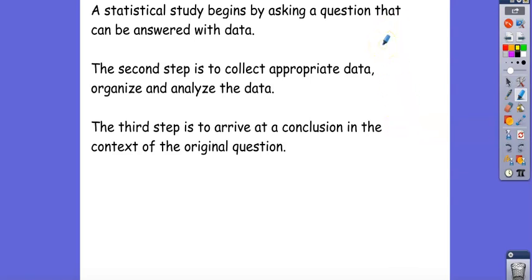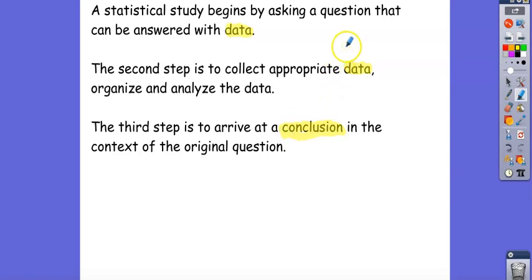I just want to make sure you understand the idea because you're going to do a lot of this in your science classes. When you want to do a statistical study, you begin by asking a question that can be answered with data. That's kind of important, because you have to be able to collect it. The second step is to collect the appropriate data, organize and analyze the data. The third step is to possibly arrive at a conclusion in the context of the original question.